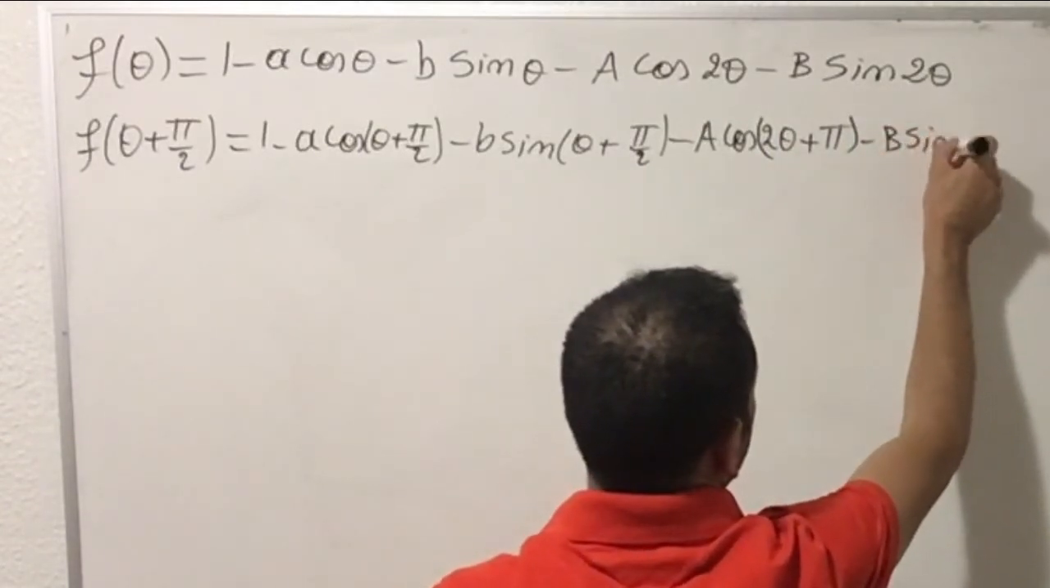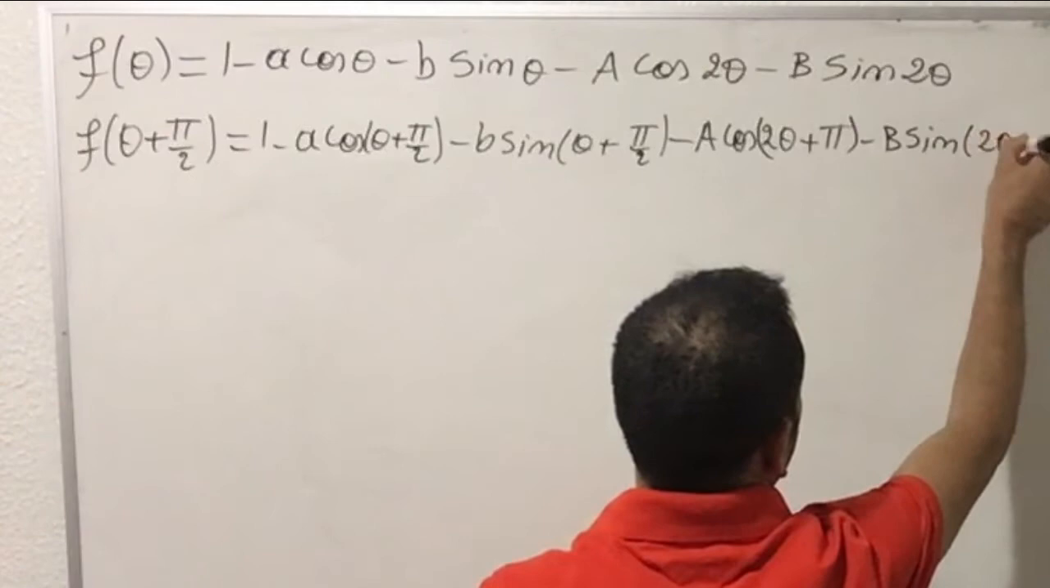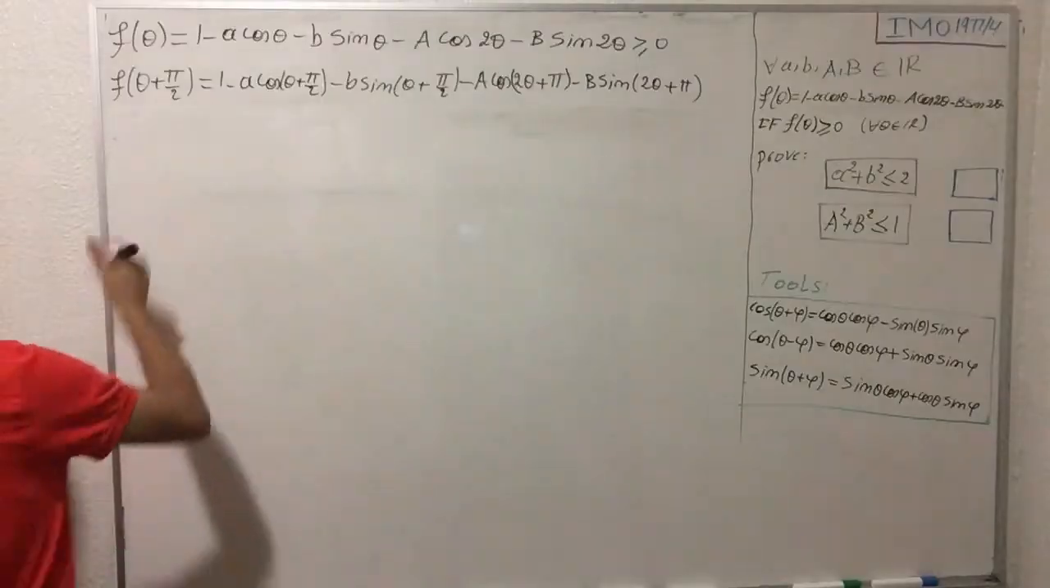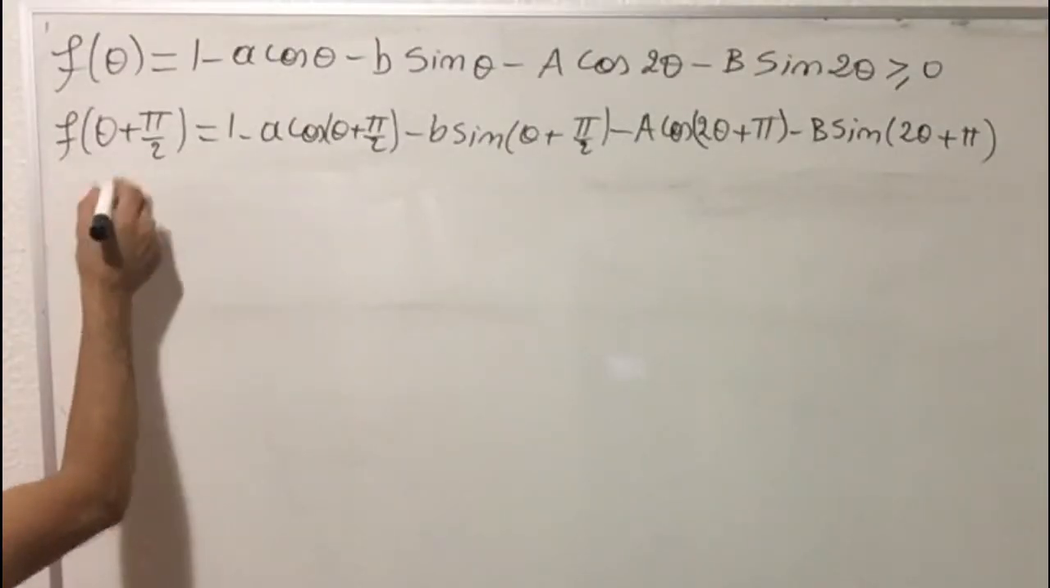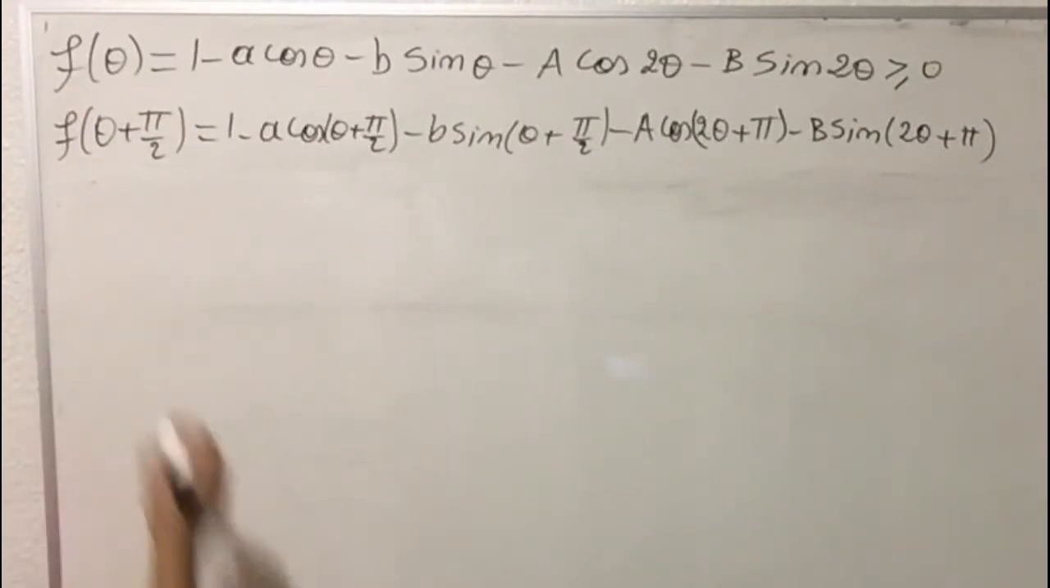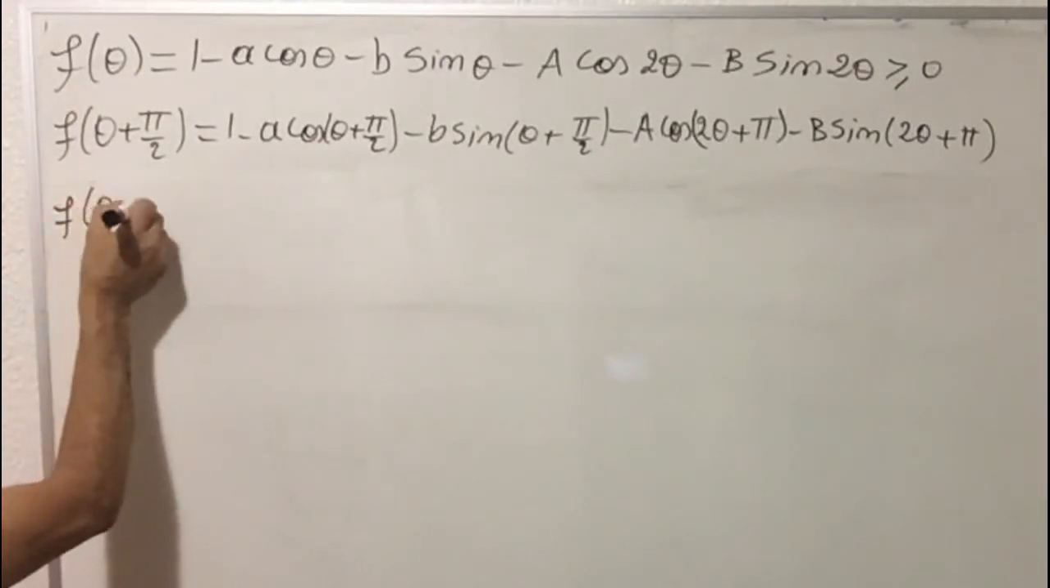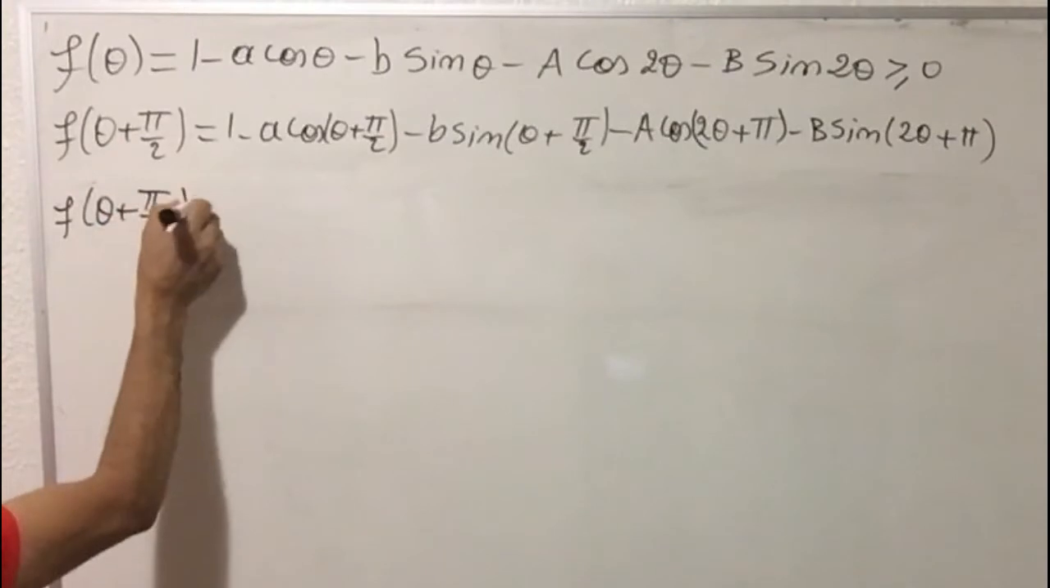capital B sine 2 theta plus pi, okay. Now I'm going to distribute this one now. So I have f of theta plus pi over 2, okay?